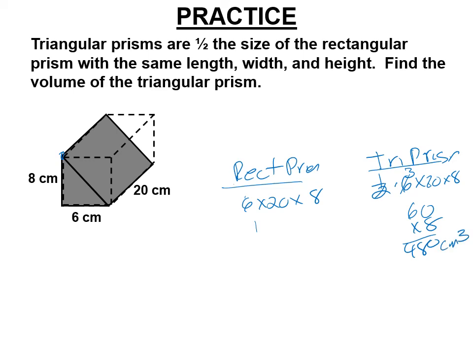This would be 120 times 8. And is that 900? And it should be twice as big. The rectangular prism that you see in the dotted lines is 960 cubic centimeters. But the triangular prism, I got a little sloppy here, is going to be half as big.